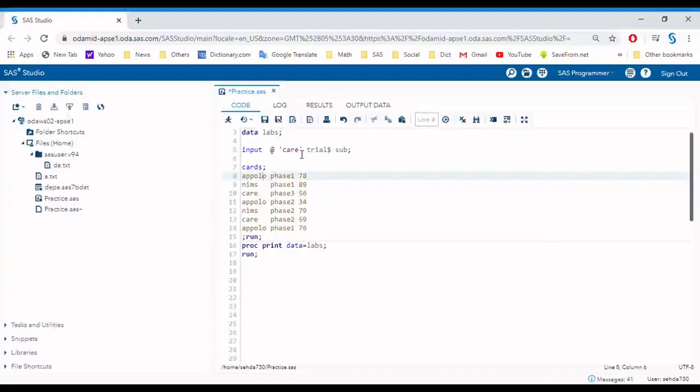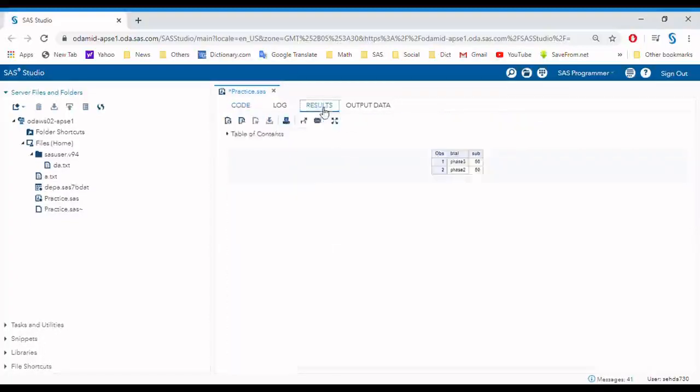So how it is working: wherever it will look for the care, in the entire line it will look for the care. So in the Apollo line it will look for the care. Care is not there, so the entire thing will be skipped. Under names, phase 1 89, it will look for care. Care is not there, it will be skipped. Then it will jump to this line, the third observation. Yes, it got care, so the next two things will be read.